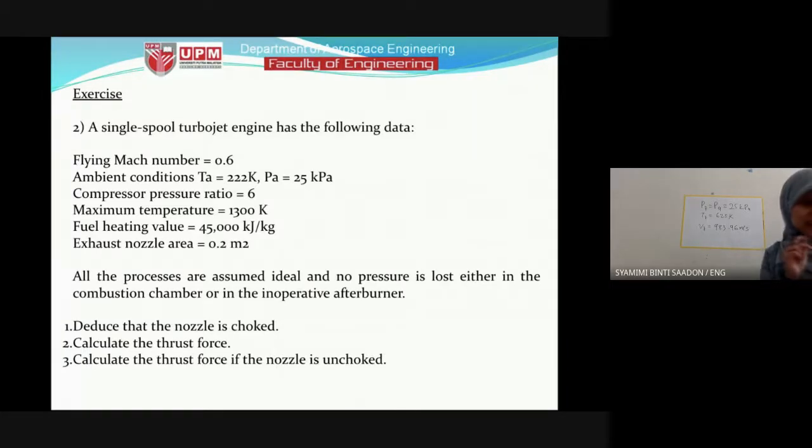That's it. You have this P7, T7, V7, and then you calculate the thrust. This time around, the thrust will be easier because you don't need the second term, the pressure thrust. Because Pe equals Pa, you don't need that one. You just use the first term, ma times (1 plus f) V7 minus V. So you have thrust of 36.65 kilonewton.